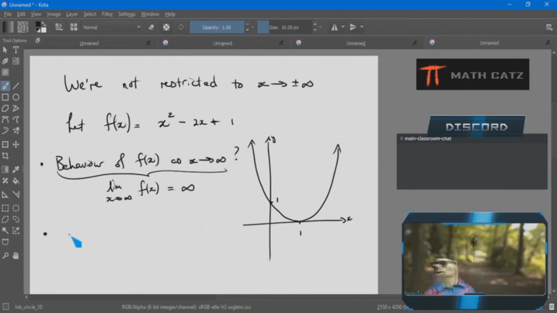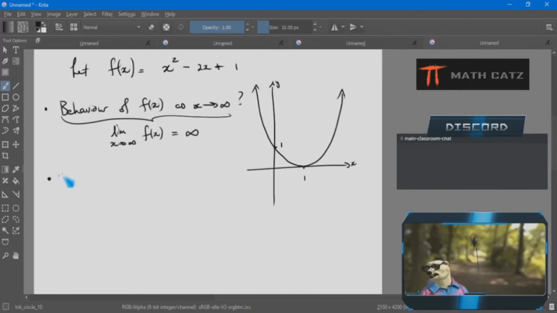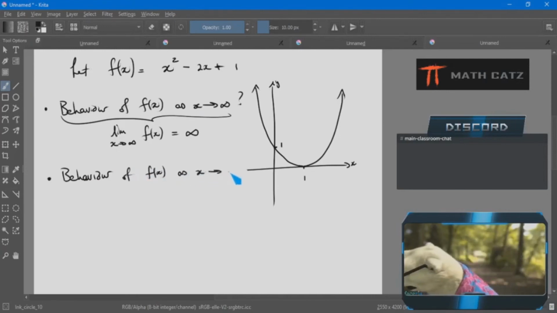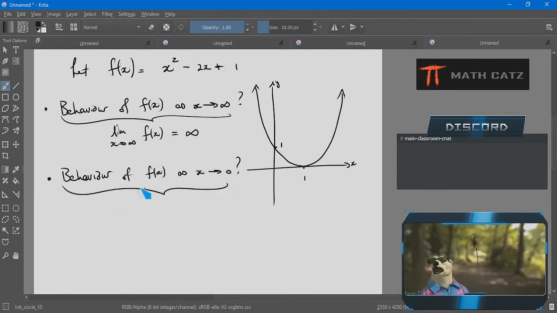But we can ask other questions. Let's suppose we don't know the graph. We don't know the function. We might ask, how does this function behave as x gets close to 0? Maybe I want to know that. And then we could rephrase that by saying it's the limit as x approaches 0 of my function.